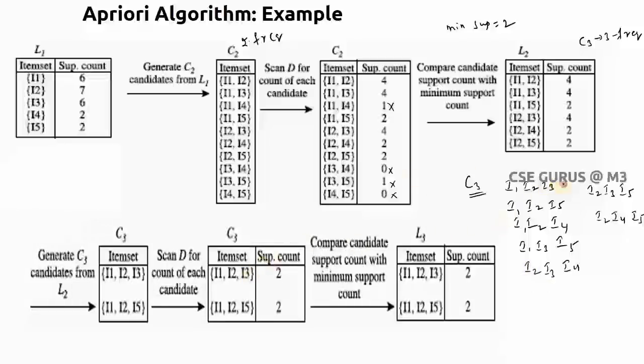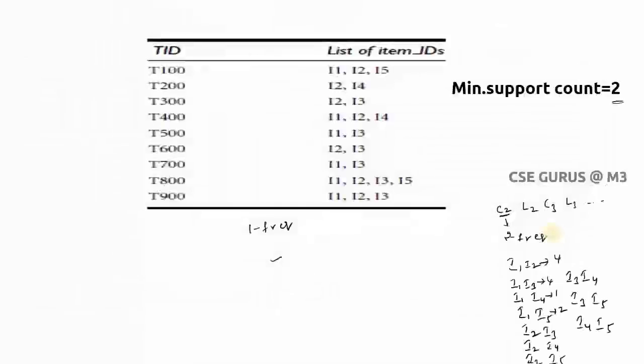If I find, I'll get all those things, but I1, I2, I3 I'll get only 2. I1, I2, I5 I'll get 2. For the remaining, if you find, you will get counts less than 2. So that's why those are directly removed. Those are not frequent item sets. So that's why finally I am writing only 2.